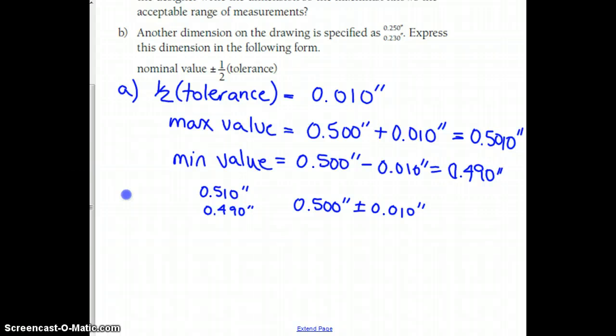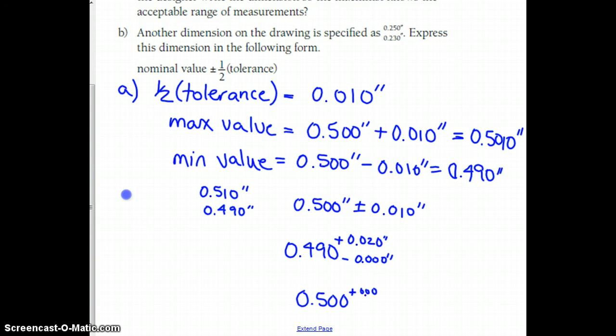You could also look at your max or your min value. Again, this is on page 93 of your Explore the Math. You'd write your minimum value as 0.490 plus your tolerance, which is 0.020, minus nothing, because you're already at your minimum value. So that's your min. You could write the max the same way: 0.500 plus nothing, because that is your max value, and minus your tolerance.